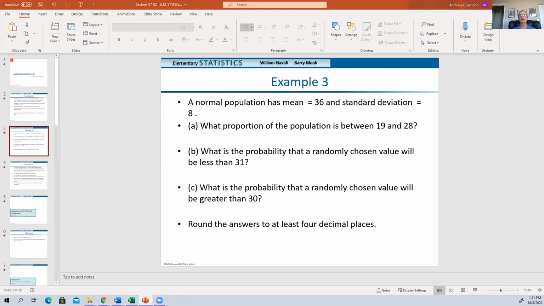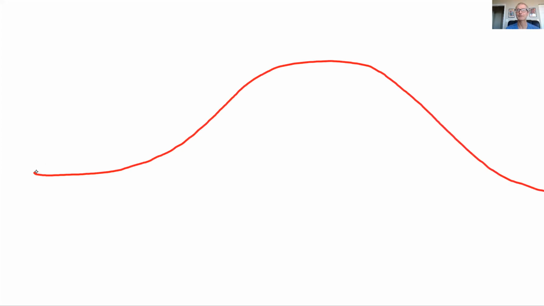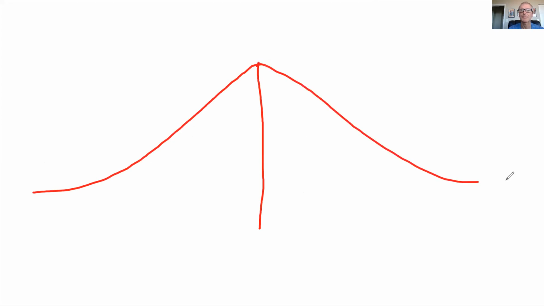But before I do that, let's sketch this thing, because it's important to understand. This is the idea of the concept and the understanding. So let's see if I can get it decent. That's not too bad. So say like this would be the mean right in the center. It's usually better if I do it that way. That's a little bit better. So this is the mean and this is 36. And remember the z-score for the mean is 0.